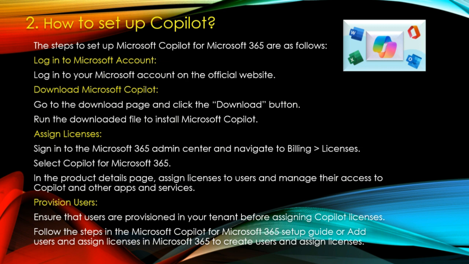Assign licenses. Sign into the Microsoft 365 Admin Center and navigate to Billing, Licenses. Select Copilot for Microsoft 365. In the Product Details page, assign licenses to users and manage their access to Copilot and other apps and services. Provision users. Ensure that users are provisioned in your tenant before assigning Copilot licenses. Follow the steps in the Microsoft Copilot for Microsoft 365 Setup Guide or add users and assign licenses in Microsoft 365 to create users and assign licenses.